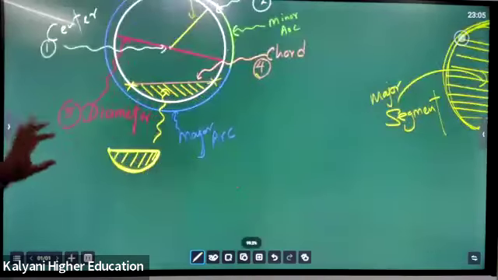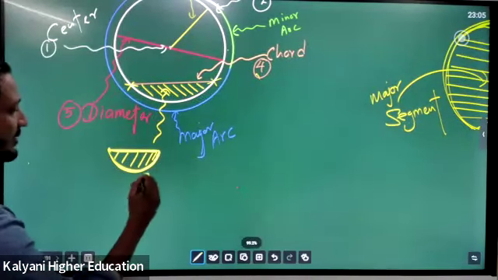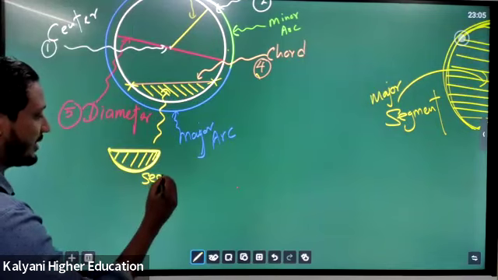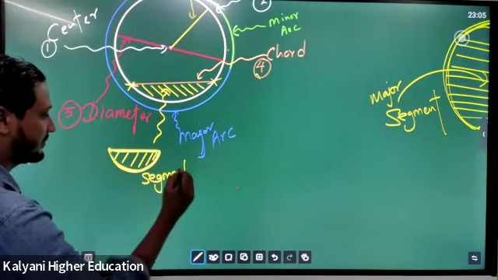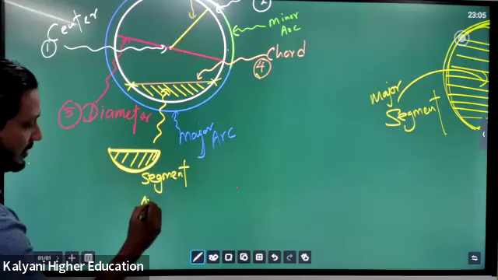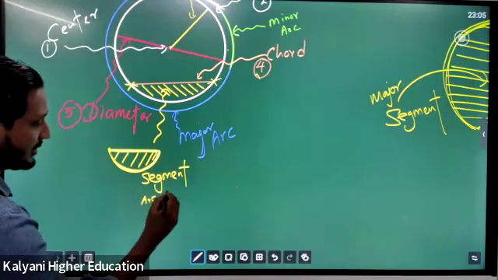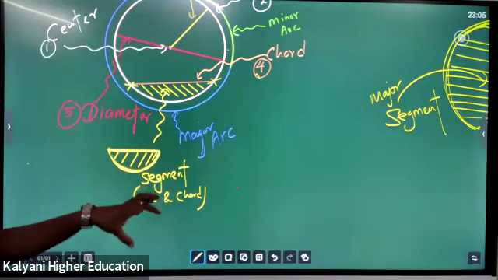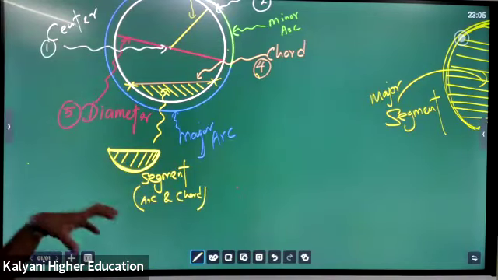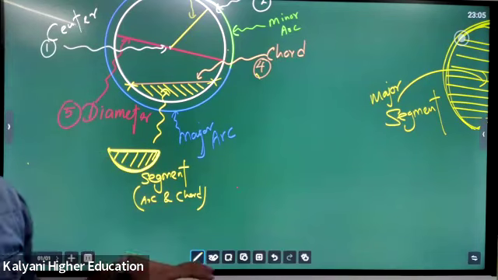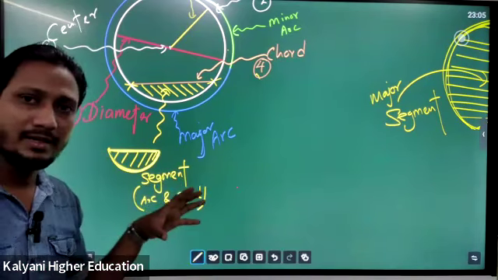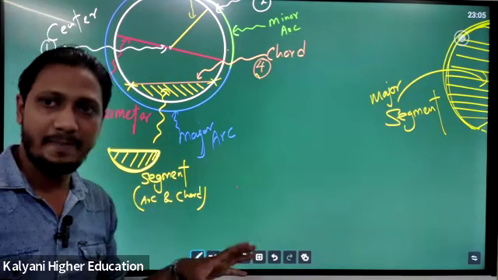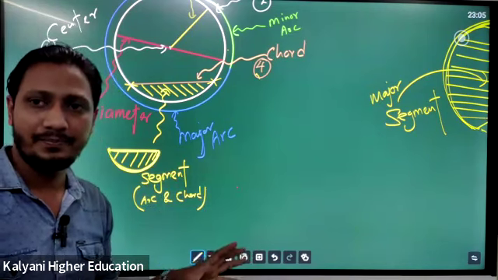One part is minor, the other is major, but you should know this is a segment. Segment means it's bounded with an arc and a chord. So don't forget these things. If it's a minor arc, it's a minor segment. If it's a major arc, it's a major segment. Is it clear? Can you understand? Yes or no?